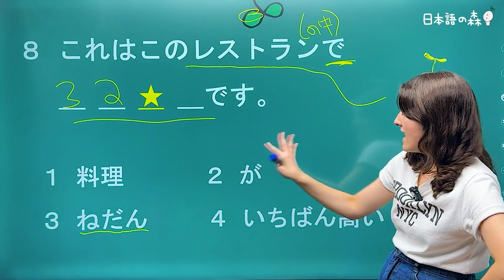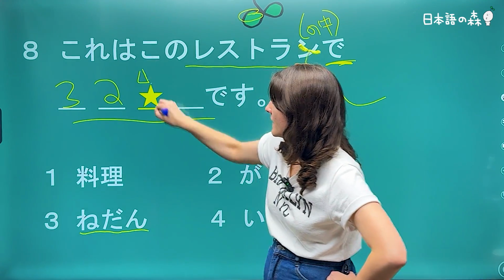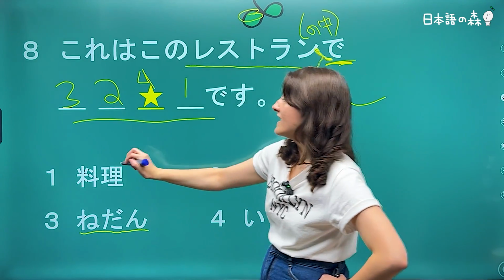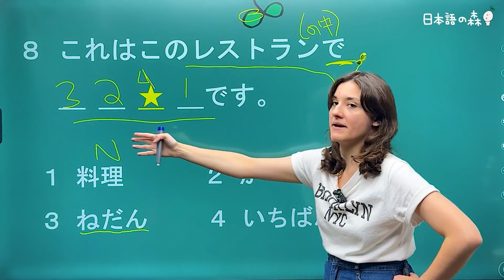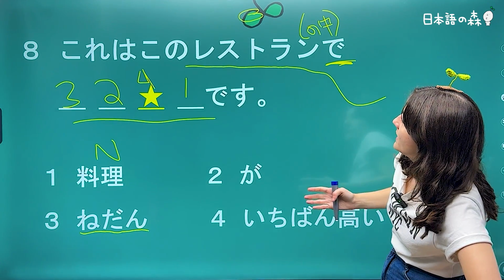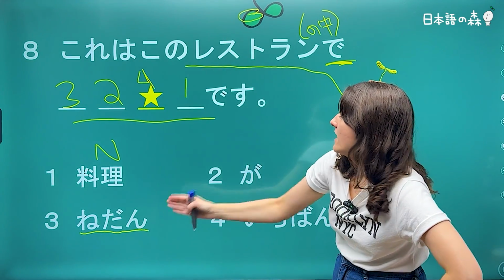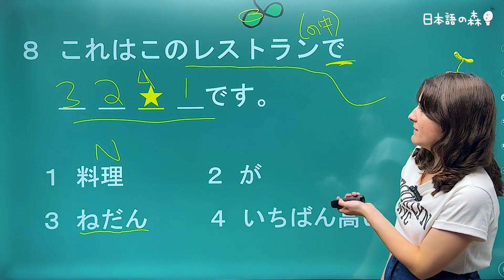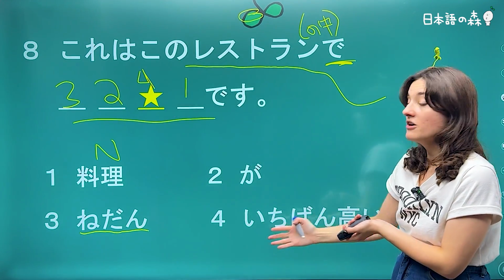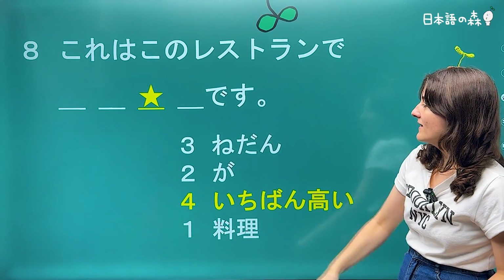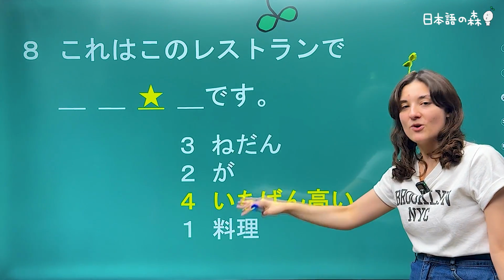So nedan ga ichiban takai, and then that leaves ryori to come at the end, because ryori is a noun that's being modified by this phrase, right? So altogether we get, これはこのレストランで値段が一番高い料理です. And because 4 is in our star spot, our answer is going to be 4. Right? 値段が一番高い料理.